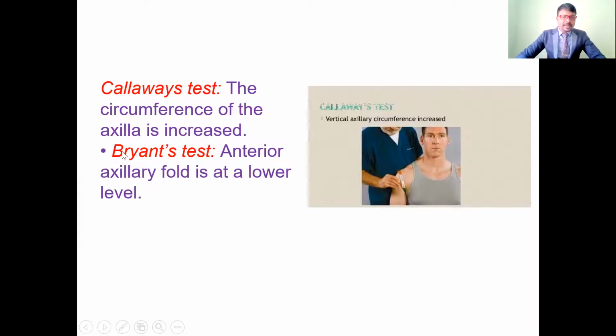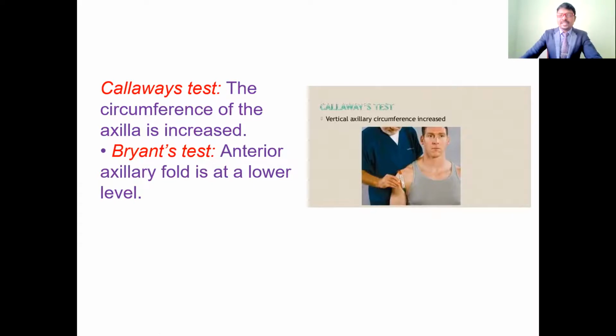And the next one is the Bryant test. Here the anterior axillary fold is going to be at a lower level. Normally the axillary fold is a little bit higher in normal conditions. But because the head of the humerus is displaced downward, the axillary fold is going to be lower. So these tests help us identify and clearly diagnose the anterior dislocation of the shoulder.